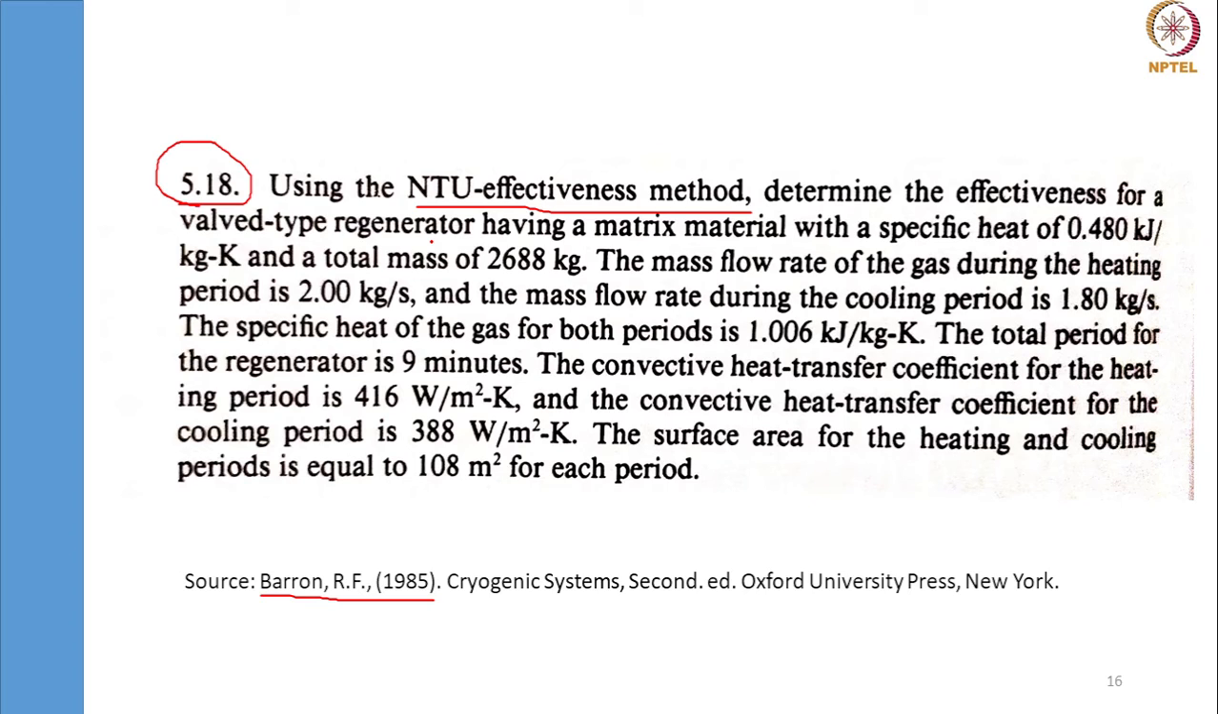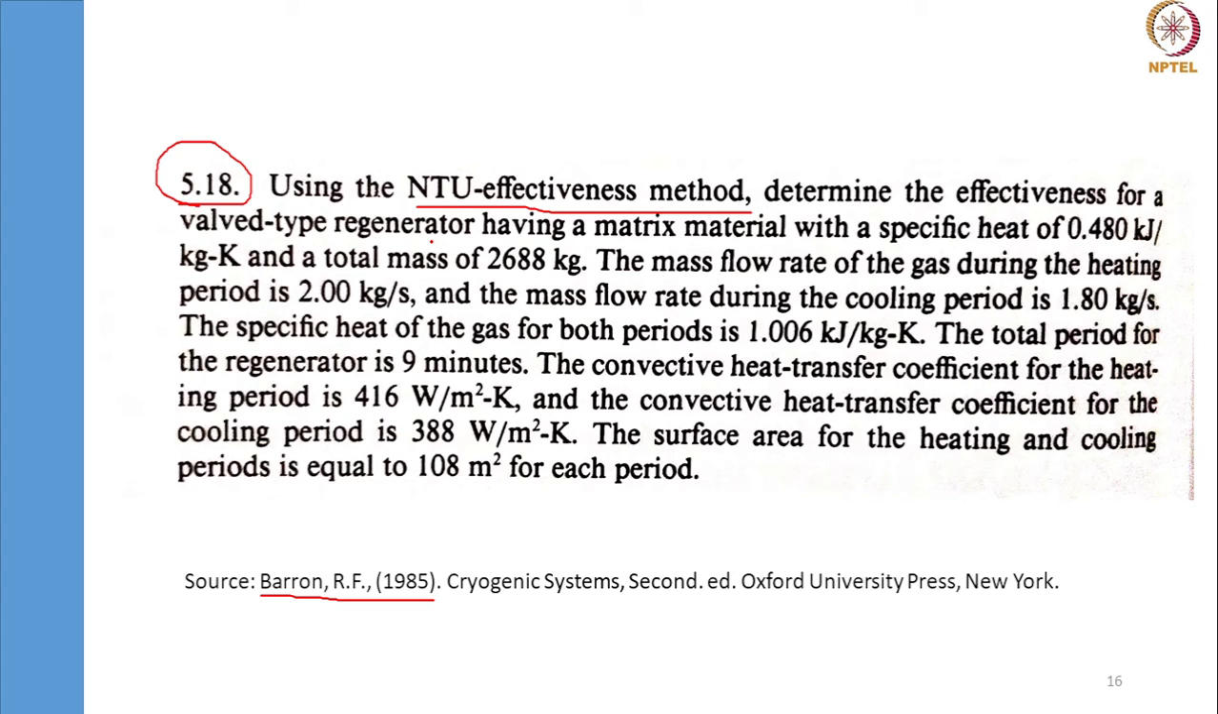The heat transfer coefficients for the heating period is 416 watt per meter square Kelvin, and for cooling it is 388 watt per meter square Kelvin. The surface areas AH and AC are equal to 108 meters square for each period. So I'll give you a few minutes to try this problem and determine the effectiveness of the heat exchanger.